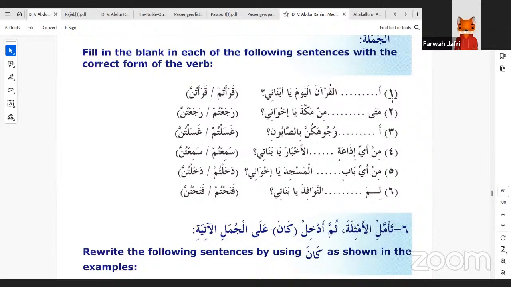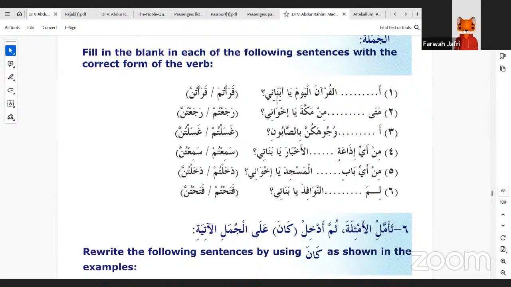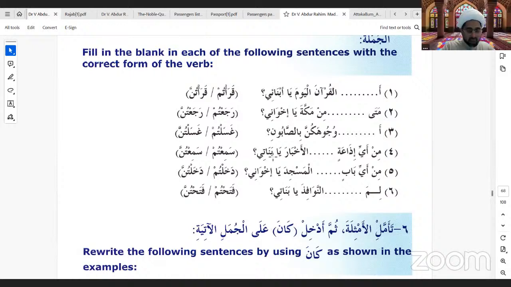قرأتن القرآن اليوم يا أبنائي. We're going to use the feminine form because it's two daughters, you said? Yeah, Ibnun is son, Abna'i is my sons. Oh, it's sons. I thought I heard daughters. Sorry. Yeah, Banati is daughters. So because it's male, two sons, then we'll use قرأتم. Correct. قرأتم القرآن اليوم يا أبنائي.